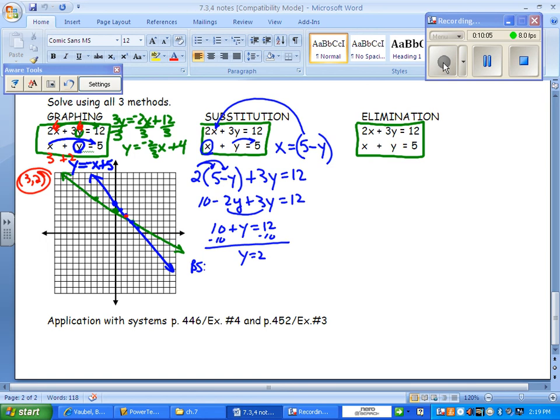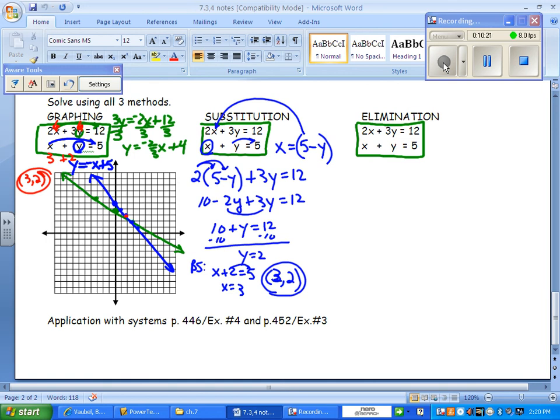Back substitute. I'll do it in the bottom equation. X plus 2 equals 5. So when you subtract your 2, you get x equals 3. And your ordered pair is 3, 2, which is the same as what we had before. And we already checked it.